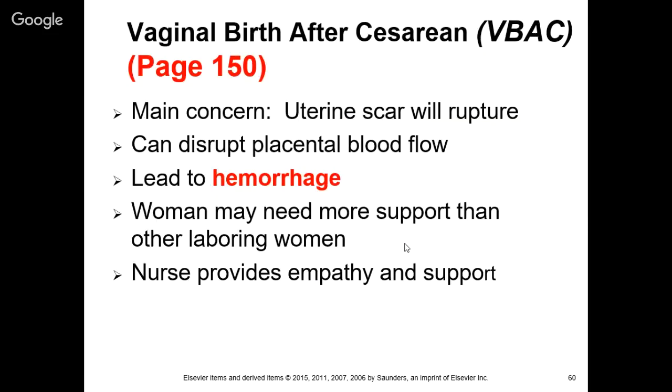Vaginal birth after C-section, or VBAC. The main concern is that the scar from the previous surgery could rupture. This can disrupt placental blood flow and lead to hemorrhage. These women may need more support. Having a VBAC is okay. A lot of women do it and have no problems.